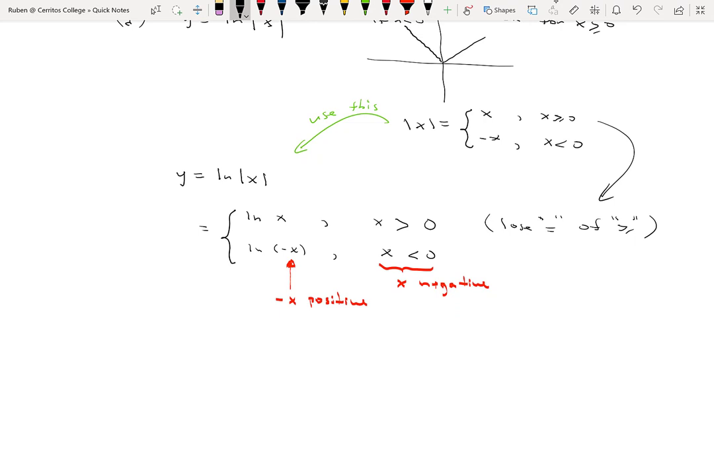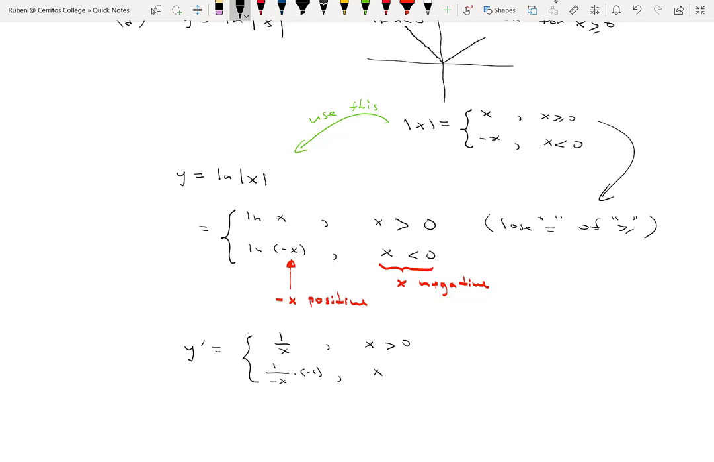I want the derivative of this function. So take the derivative of each piece. The derivative of the logarithm of x is 1 over x. So the derivative is 1 over x if x is positive. Now what's the derivative of the log of negative x? Use the chain rule. It's 1 over negative x times the derivative of the inside, negative 1. And that's for x less than 0.